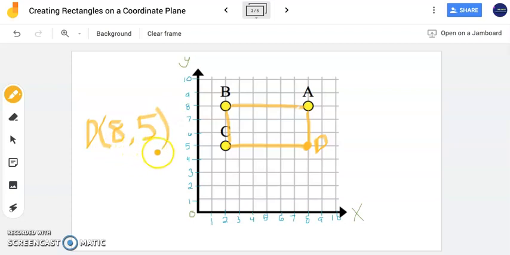Now I can confirm that this is correct because I'm going to pretend I'm going to start plotting this point. Start at my origin, I go to the right 8 spaces, then I go up 5 spaces and I hit point D. That's confirming that what I decided point D was to complete this rectangle is in fact correct.